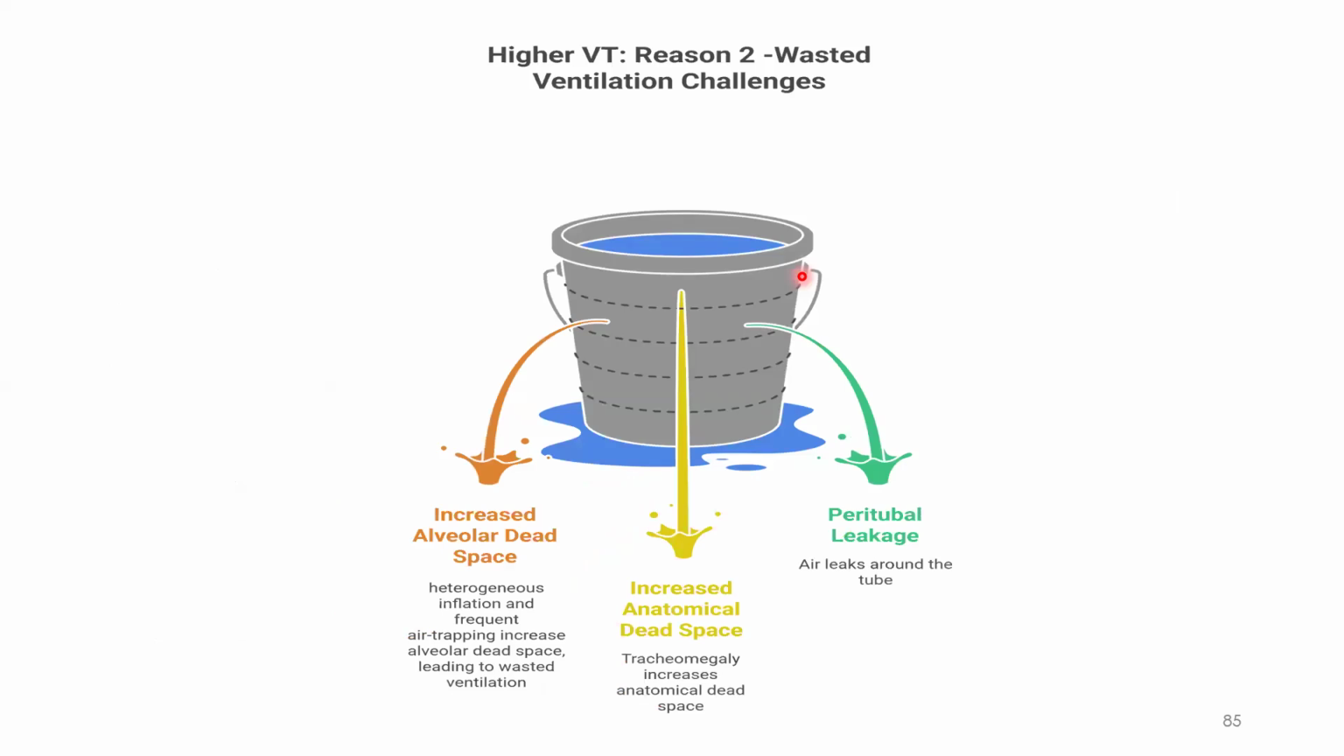The second issue is there is a leak. Whatever we set on the ventilator will not ventilate the alveoli, because there is increased dead space at the alveolar level, as heterogeneous inflation and frequent air trapping increase the alveolar dead space. That leads to wasted ventilation. There is also increased anatomical dead space because of tracheomegaly and bronchomegaly. Another factor is that peritubal leakage is also high. In babies ventilated for a prolonged period, there will be dilatation of the glottis, so there will always be peritubal leakage. For all these reasons, we have to keep the tidal volume on the higher side.